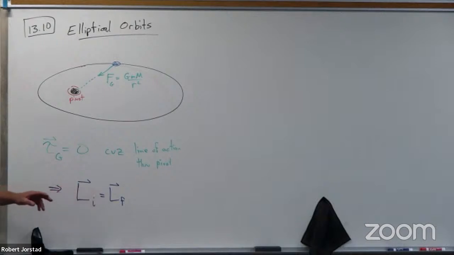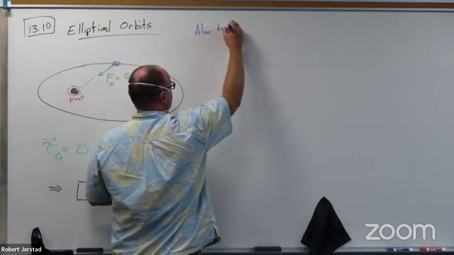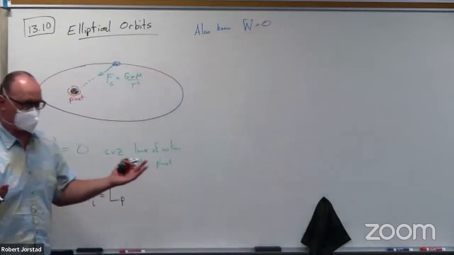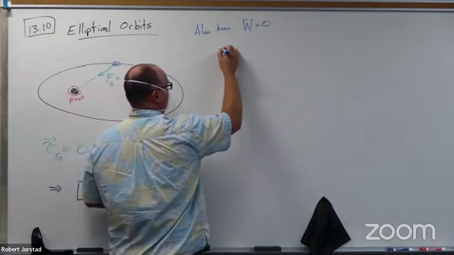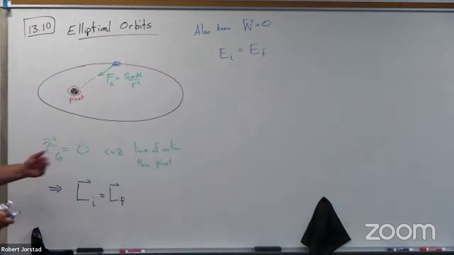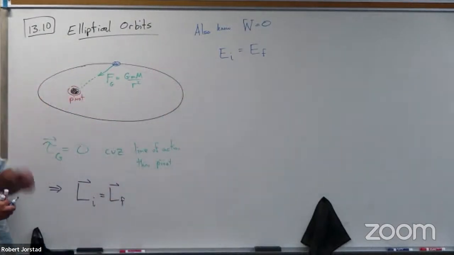Now, to be fair, you could do angular momentum and energy, agreed? We also know that work is zero here, because we're assuming drag is zero in outer space. So you could do energy problems and angular momentum problems and have two equations and try to figure out something about the motion.